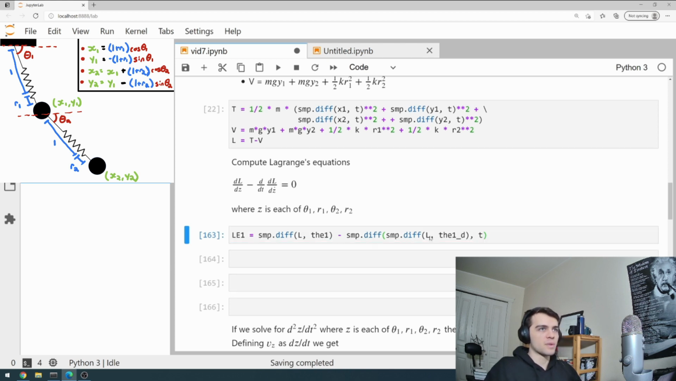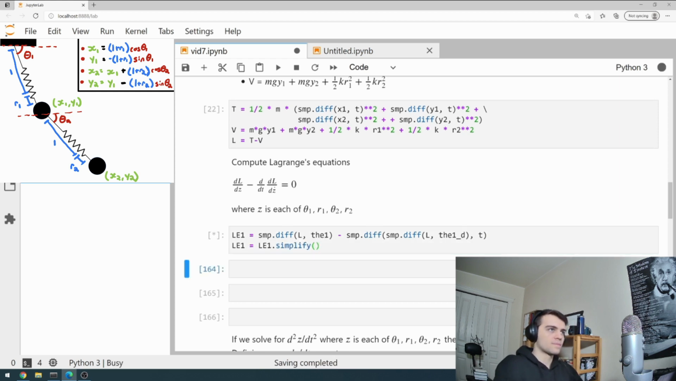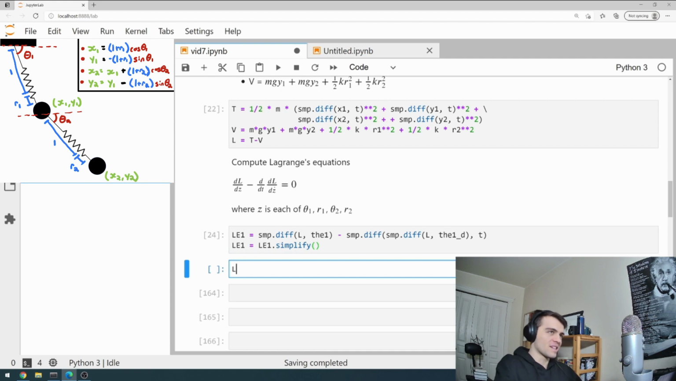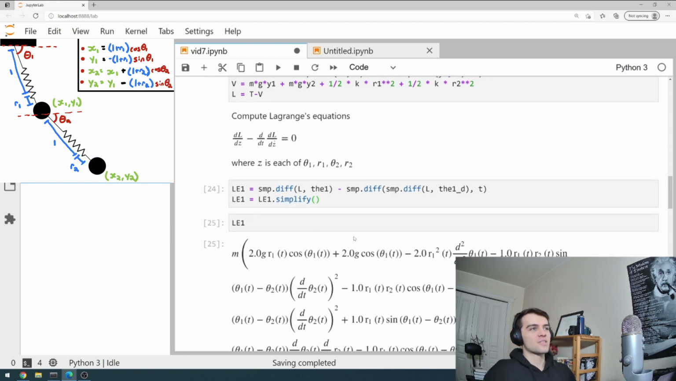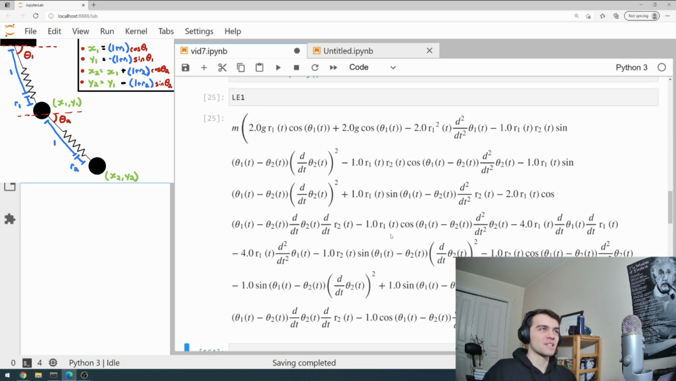So it's a derivative of a derivative. That's what's going on here. And then we're going to simplify this, and you'll see how long this is. It's a beast, I'm telling you. Now if we print this, this is our first. Remember, there's 4 of these. Here's our Lagrange equation. Yeah, pretty big. Not something you want to be doing on paper, writing out every time.